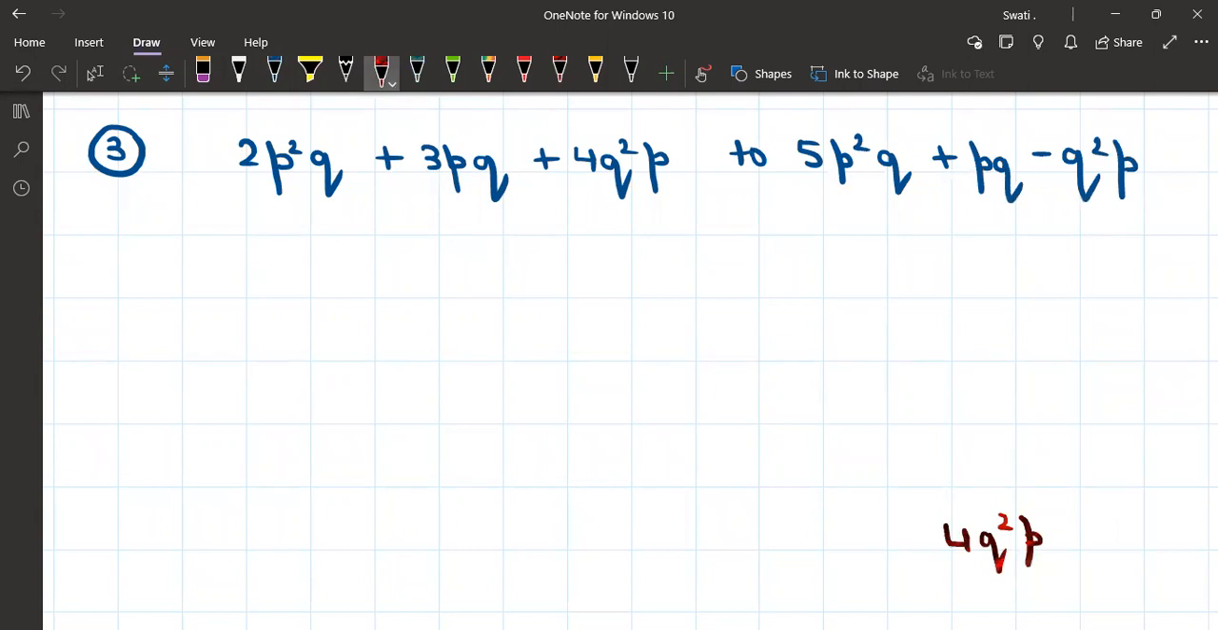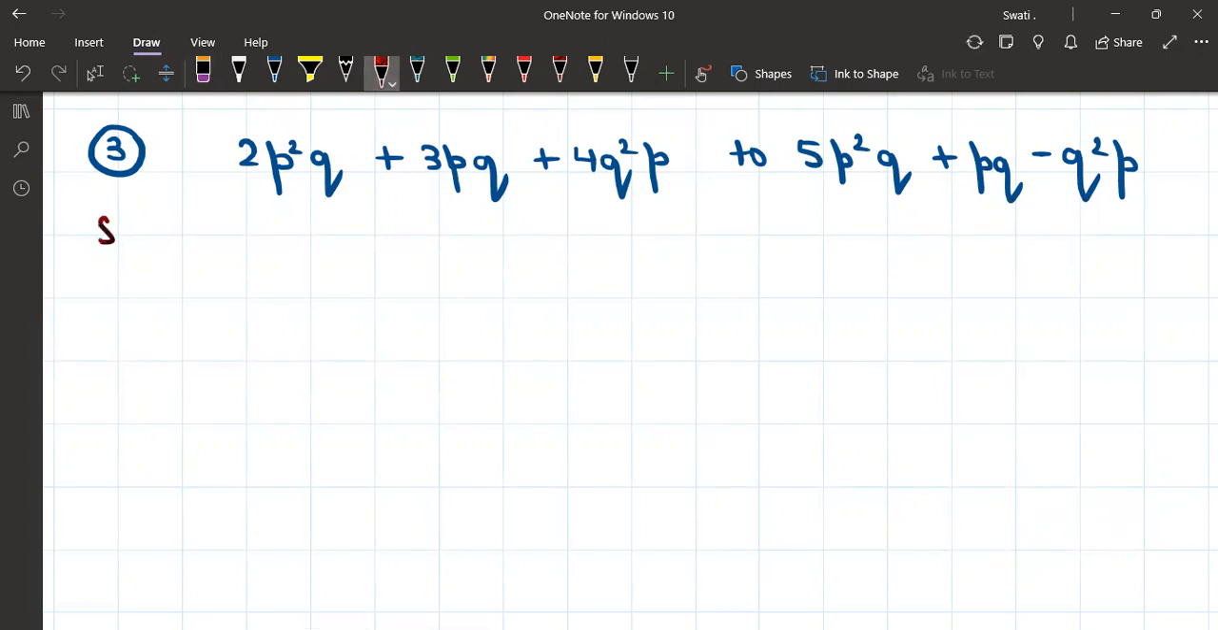Of course, they look the same. Imagine this q square p is written as pq square. Don't think that this and this are different. No, they are still the same, because this is q square, this is q square, this is p, this is p. You know that multiplication is commutative. So either you write q square p or pq square, they are the same thing. All right, so now we can move ahead.